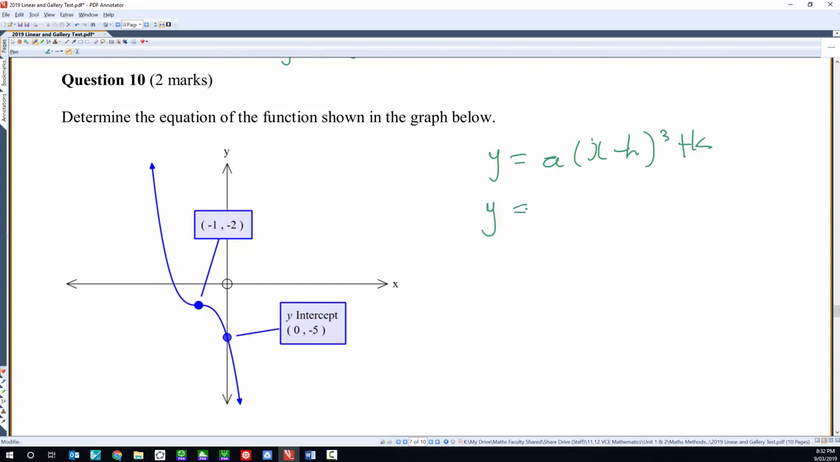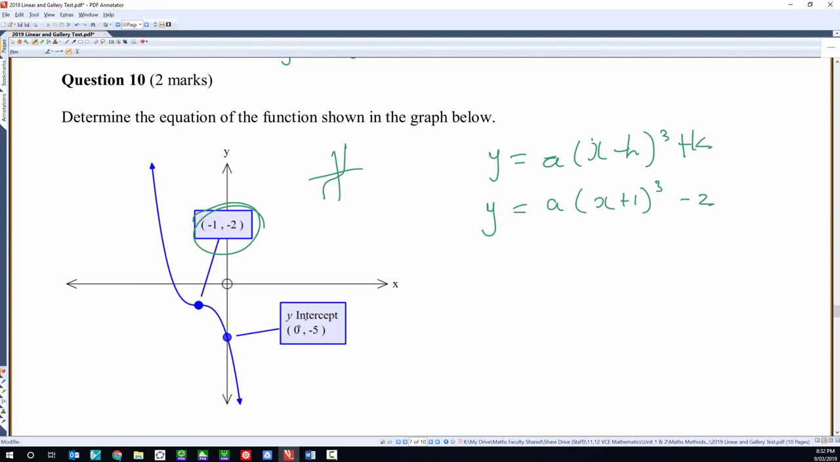So what we are going to do is note that the inflection point happens there. So it's a(x + 1) all cubed, take away 2. We've got a dilation factor here, and we're obviously going to be flipped because our standard cubic is going to look like that. So it needs to come out negative.